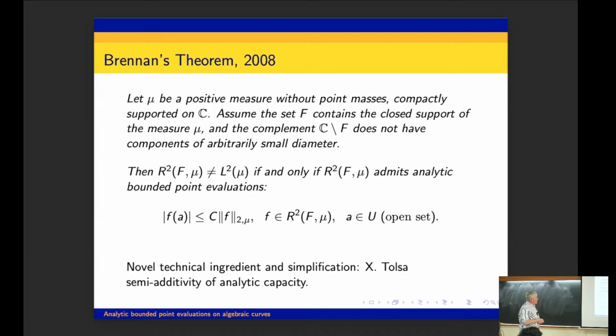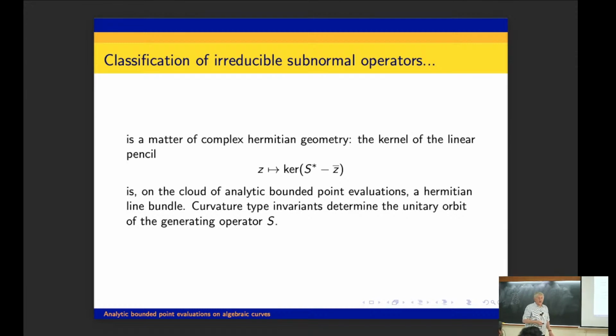Moreover, what Brennan did, and I'll give you details, he extended this, not fully, but almost, to rational function approximation, again, if and only if you have bounded point evaluations. For the operator theorists in this room, this has to do with the analysis of the subnormal operator, the Hermitian bundle anti-analytic of eigenvectors of the adjoint, and so on.